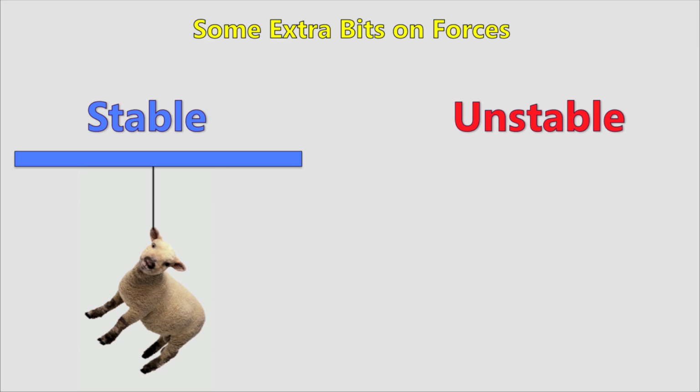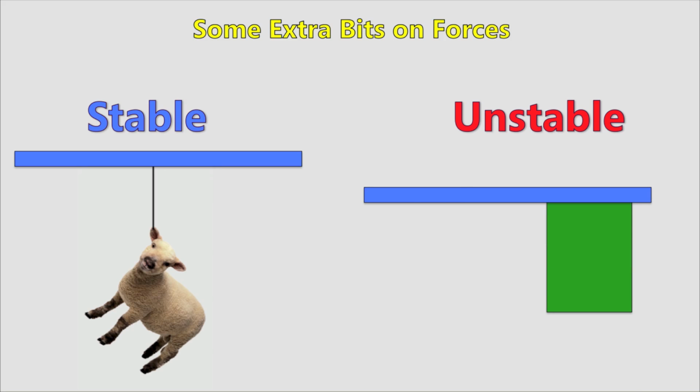If, though, something is in unstable equilibrium, then this isn't the case. Like a plank balanced on something. If you push it, it will fall off and you can't put it back in its equilibrium position.